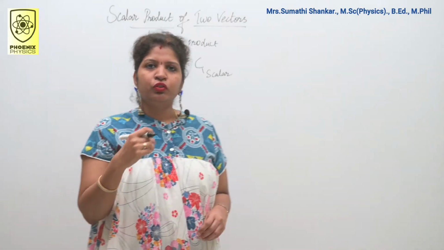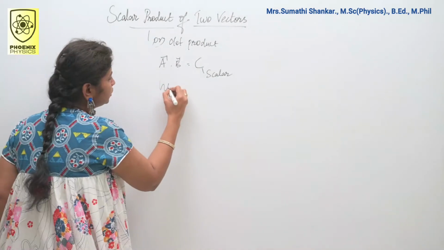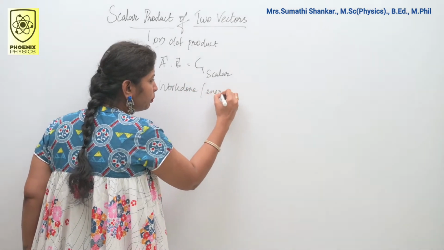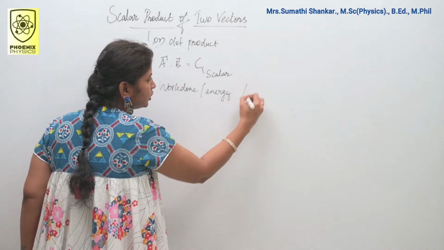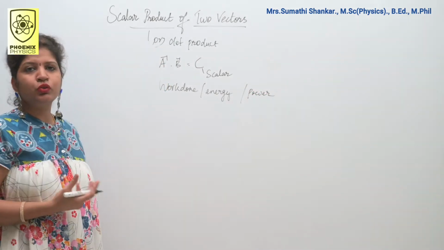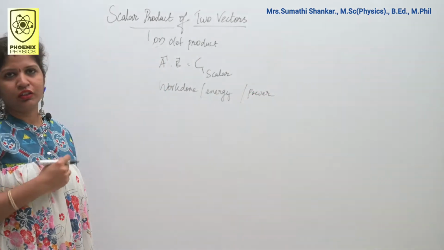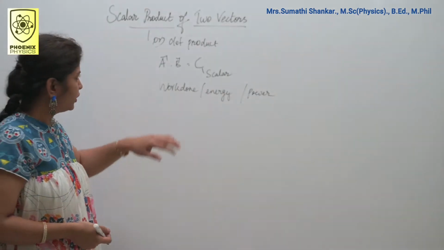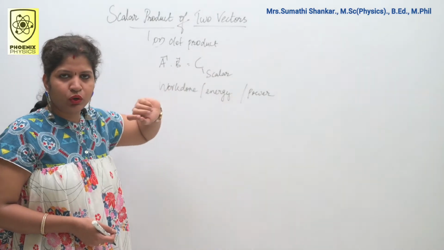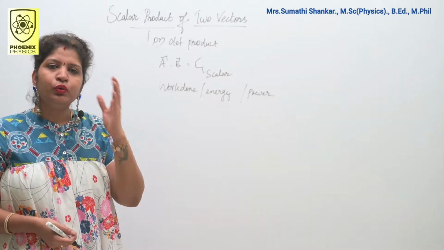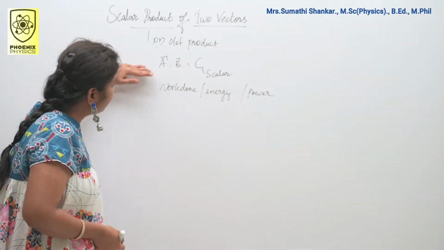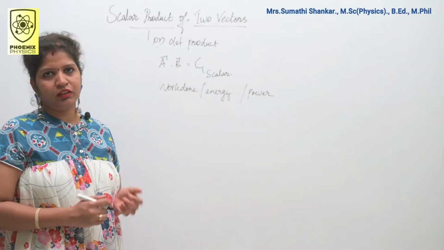Suppose you want to find out work done or energy, power, means we can use this scalar product in physics. Just now I said A dot B is equal to some scalar quantity. How do you write this scalar quantity in terms of the A and B vectors?